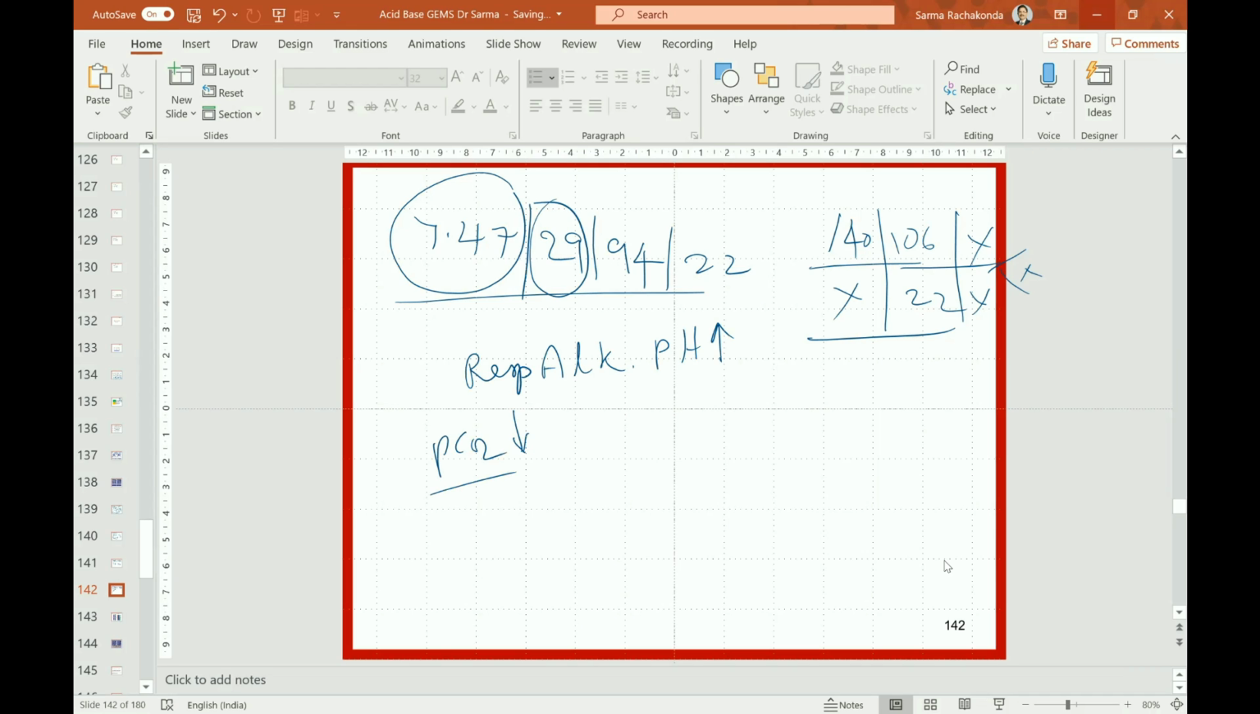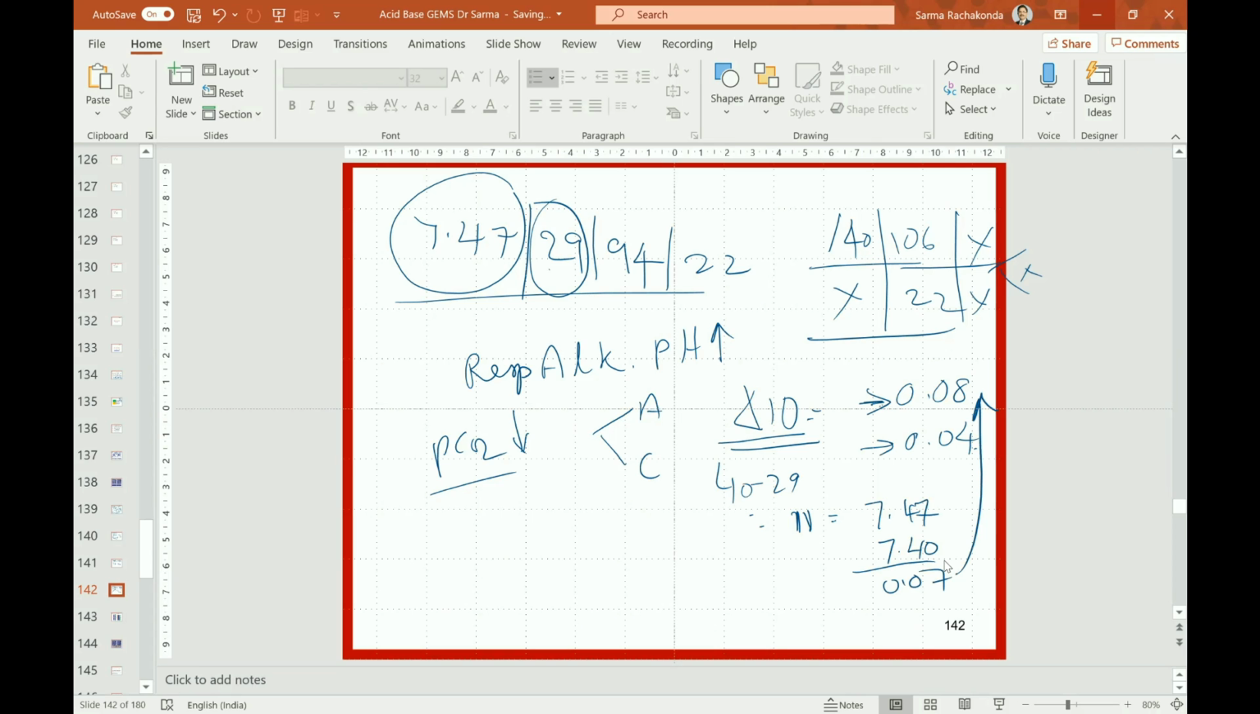The immediate question is, is it acute or is it chronic? I know for every delta 10 of carbon dioxide, my increase should be 0.08 acute, 0.04 chronic. How many delta I have got? 40 minus 29, so the delta is 11, almost 10. 10 is very close to 11. So I expect, if it is acute, a shift in the pH in the upward direction of this much, and if it is chronic, this much. What is the shift in my pH? 7.47, 7.40 is expected, 0.07. So this is very much nearer to 0.07. So that means it is acute respiratory alkalosis.